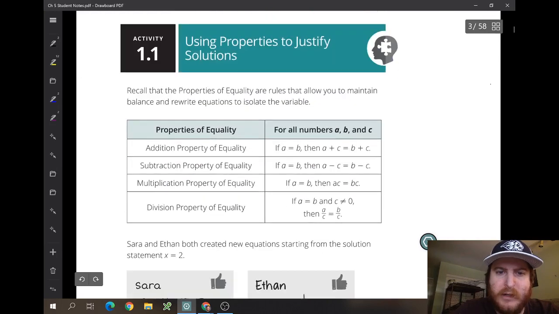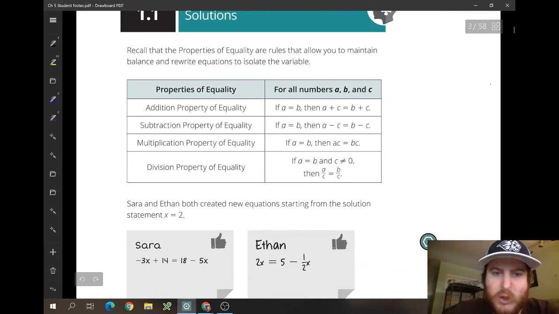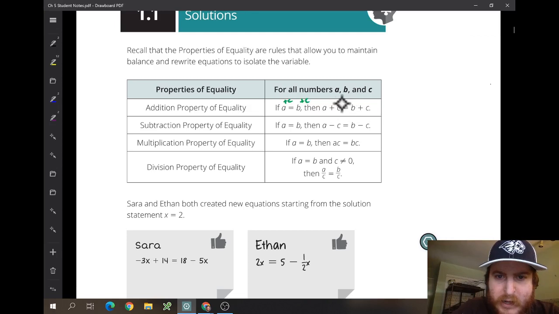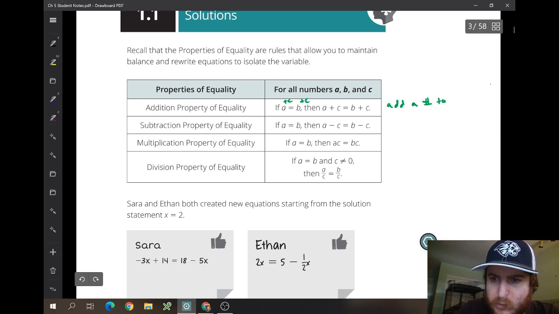So that kind of leads us into these properties of equality. And again, this might be something that you did in 8th grade. If not, we're going to kind of formally learn them. You might have done them without naming them. But basically, when we add a number to both sides, so we're starting off with a plus b, if we add c to both sides, it becomes a plus c equals b plus c. But it's still true, right? Both sides are still equal. So we call this the addition property of equality because basically what's happening is when we add a number to both sides, we retain that equality or that equivalence.